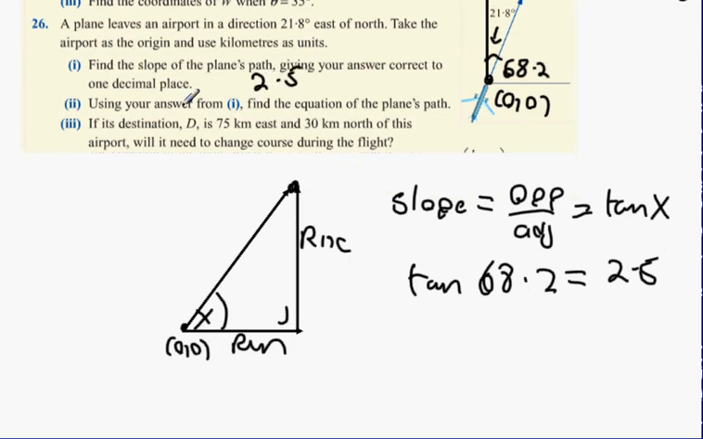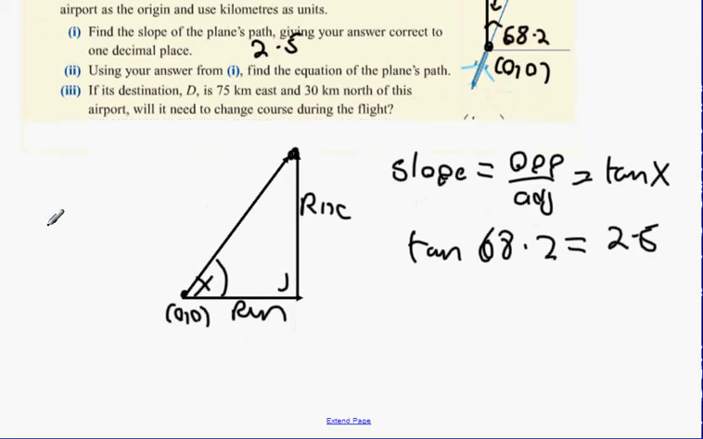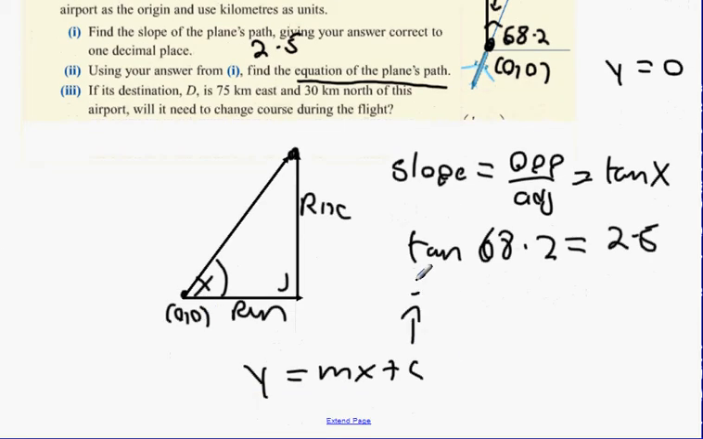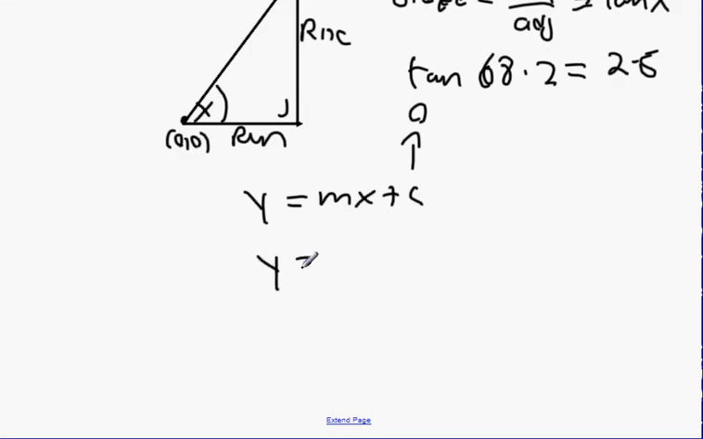Using your answer from part 1, find the equation of the plane's path. The equation of the plane's path is basically the equation of a line. So we can do y equals mx plus c again. You could also do y minus y1 equals m into x minus x1. But what do we know about where it crosses the y-axis? It's 0, so the c value is 0. And the m value is the slope, 2.5, the same thing as 5 over 2 x. So that's the equation of our line.